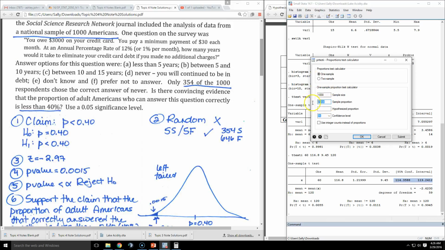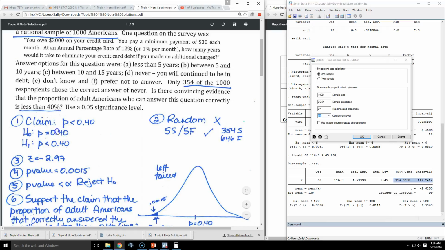The only reason I don't like this method is that it requires you to round very often, and I prefer not to round until the end. So in that situation, I will choose to hit the box and actually have it calculate the proportion itself. So the hypothesized proportion is going to be 0.4, because that's what we're saying it is. We're saying it is 0.4. So that's always going to come from H0.